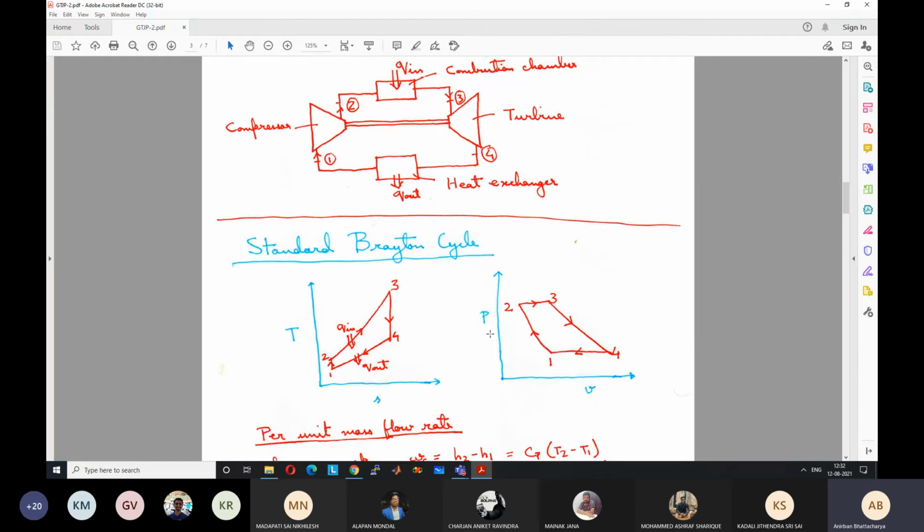So in a PV diagram, the isentropic compression will look like this, 1 to 2. So it's an isentropic line, and the pressure is increasing, right? And because it's a compression, specific volume is decreasing. Then we have a constant pressure heat addition from 2 to 3. Then isentropic expansion from 3 to 4. These are not straight lines, these are curved lines, although they look like straight lines the way I have drawn them. And 4 to 1 is again a straight line. This is the constant pressure heat rejection.